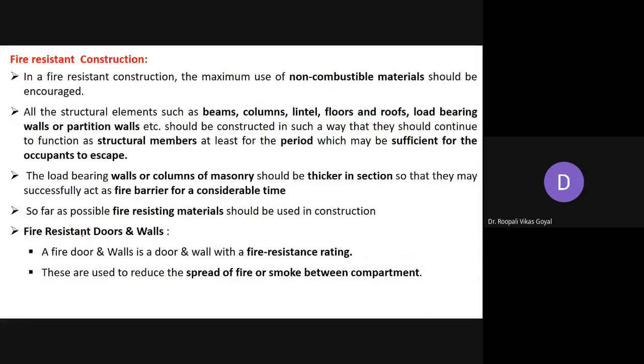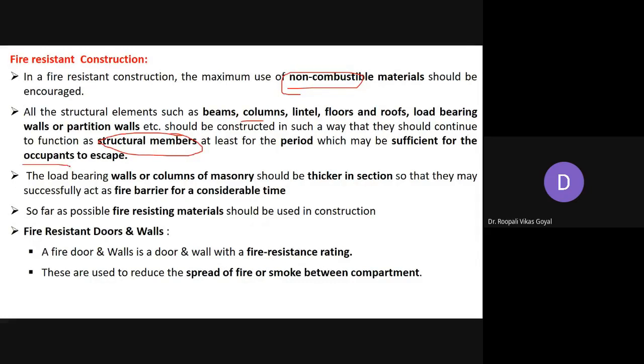Now, if you want to go for fire resistant construction, which are the points that you should follow? So first thing, for fire resistant construction or building, maximum use of non combustible material. Okay, and all the structural members, basically beam, column, lintel, floor, roof, etc., load bearing walls, they should be constructed in such a way that they continue to function as structural members at least for the period which may be sufficient for the occupants to escape.